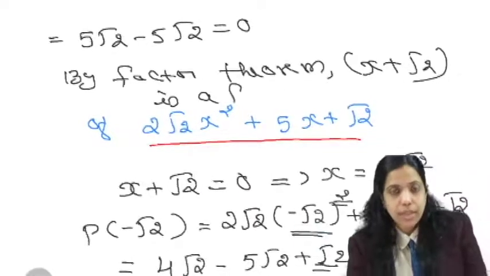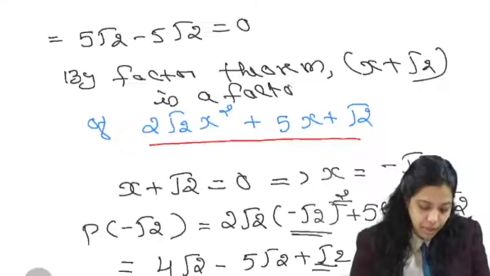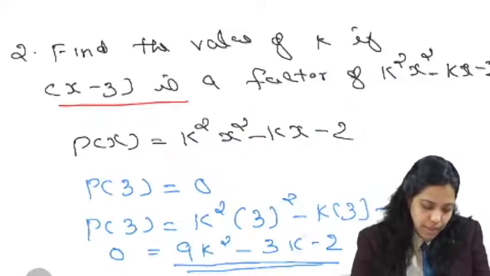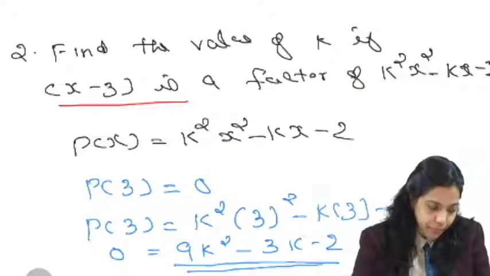Move on to the next question. Question number 2. Find the value of k. Find the value of k if x minus 3 is a factor of k square x square minus kx minus 2.